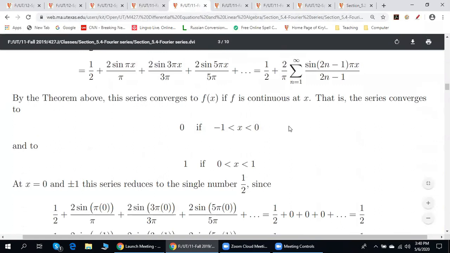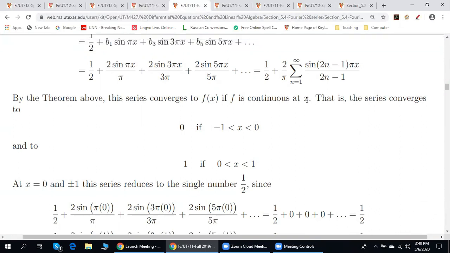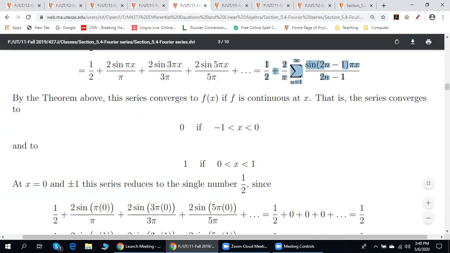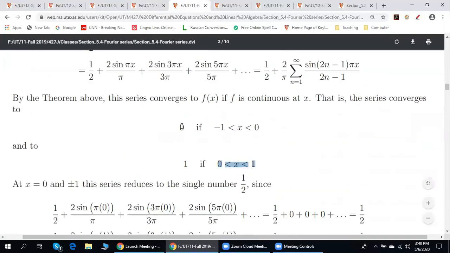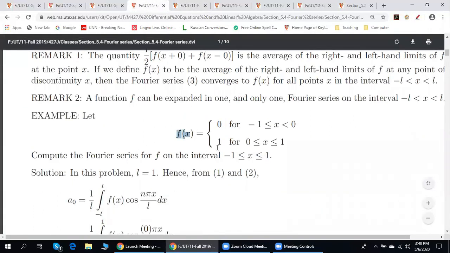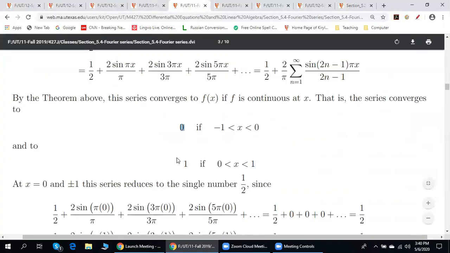Note that our function is continuous everywhere except for 0. Therefore, our series converges to 0 here and 1 here. Because f of x is equal to 0, so we put here 0. And f of x is equal to 1. We put here 1. Once again, by the theorem above, our series converges to f of x.